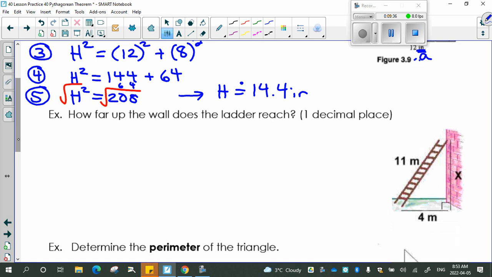How far up the wall does the ladder reach? So X. Step 1, label the three sides C, A, and B. So here's my right angle. So C is the side across from the right angle. Everyone good? A and B, it doesn't matter which one's which.